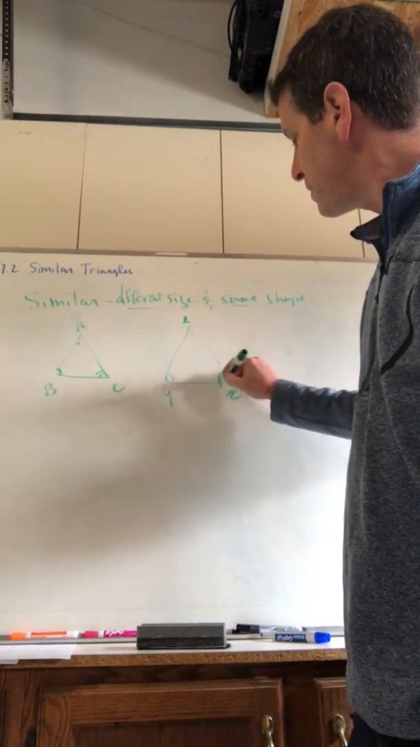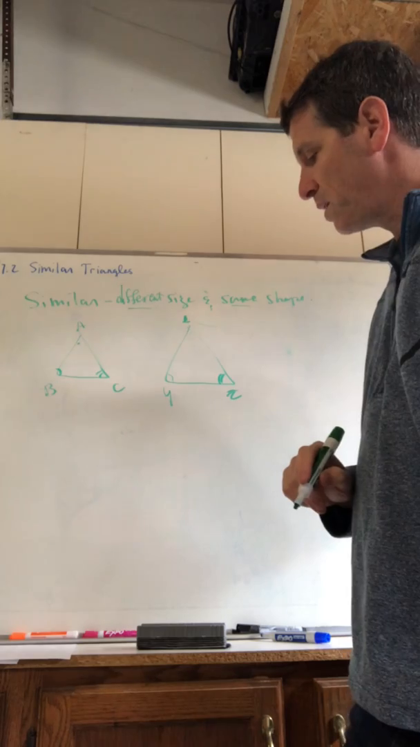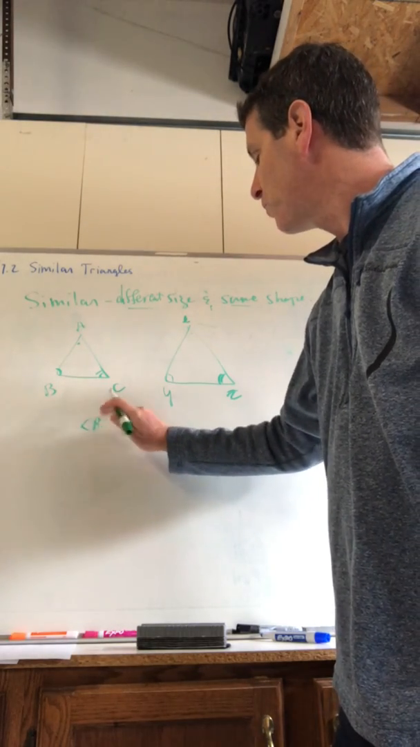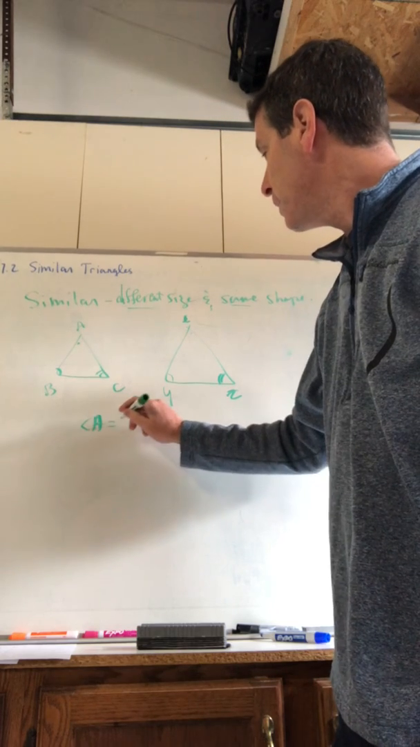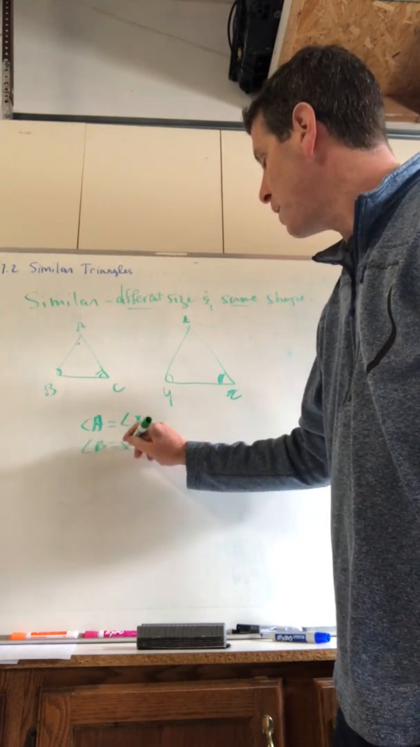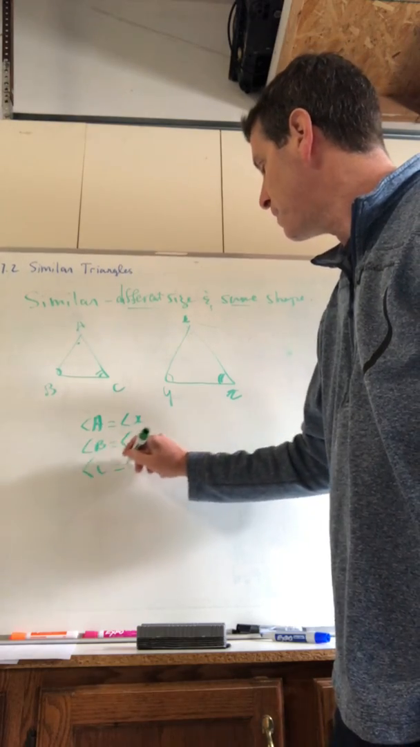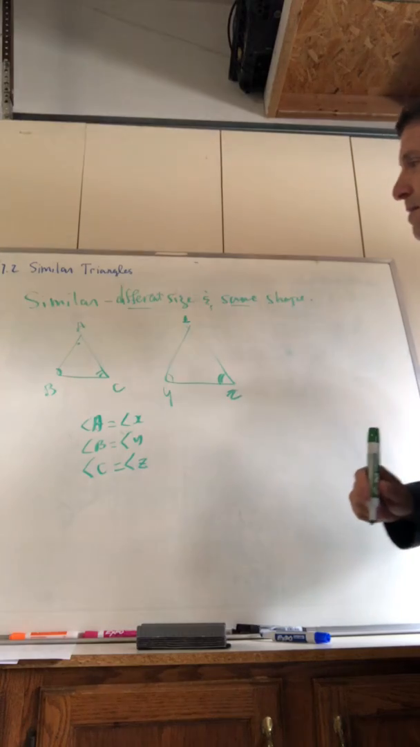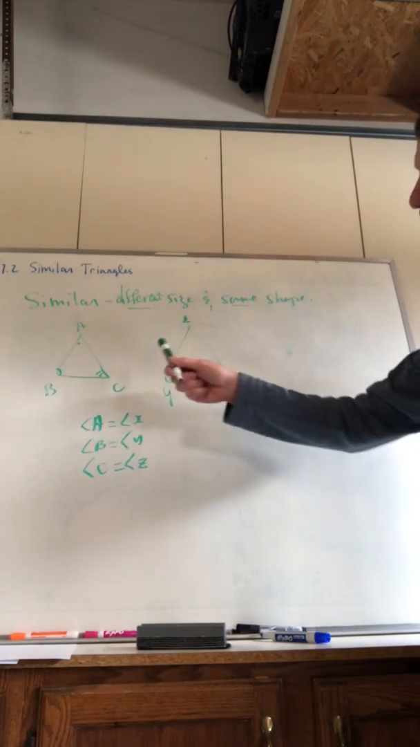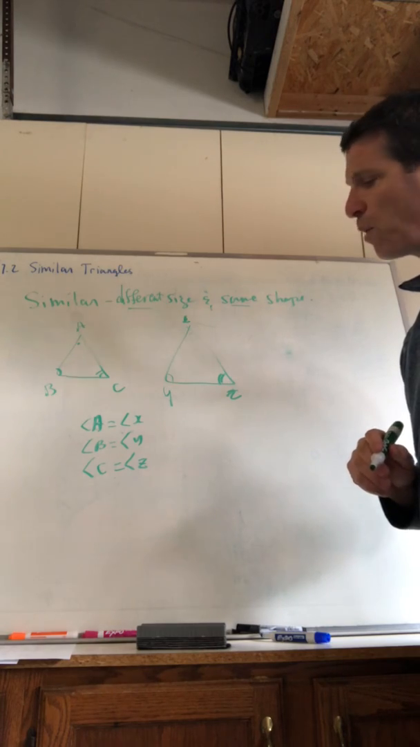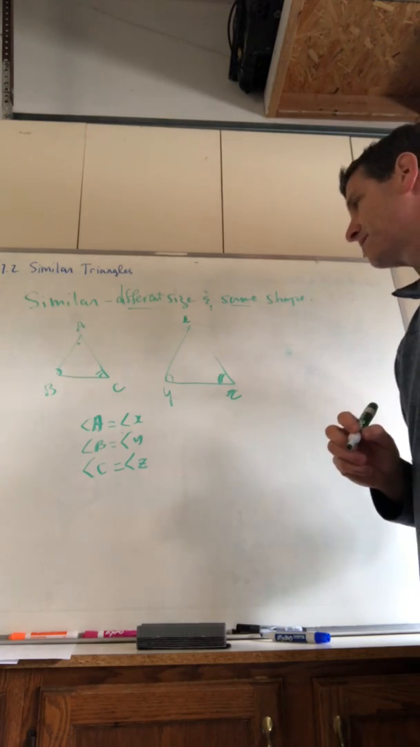Angles are the same. We can see that angle A is equal to angle X, angle B is equal to angle Y, and angle C is equal to angle Z. These are similar triangles because the angles are the same. However, they are different sizes.